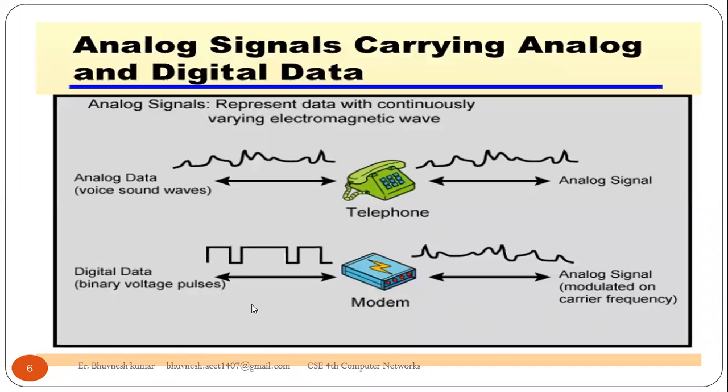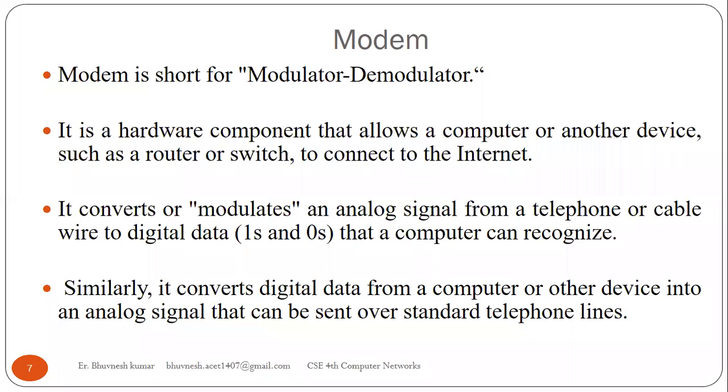Okay, and further at the bottom there is a conversion: the data that is in the form of binary voltage, 0 1 form, the modem will convert that digital signal to an analog signal. And vice versa, if it is analog, then it is converted to digital with the help of a demodulator. Modem stands for modulator demodulator. It is a hardware component that allows a computer or another device such as a router or switch to connect to the internet.